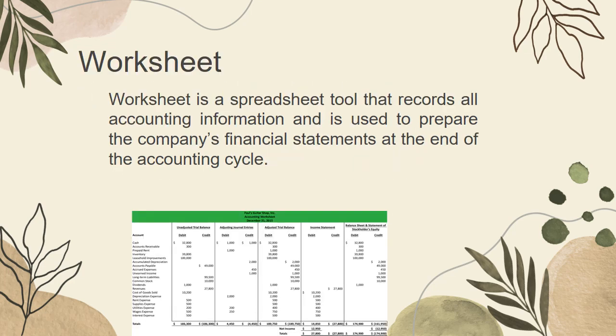Next is the worksheet. It is a spreadsheet tool that records all the accounting information and it is used to prepare the company's financial statements at the end of the accounting cycle. So, by aligning debits and credits from numerous accounts in a single spreadsheet, in this stage, it identifies any errors or abnormalities that may have happened up until this point. If the numbers do not balance, a bookkeeper or accountant will need to go over the transaction data in the journal and make any necessary adjustments.